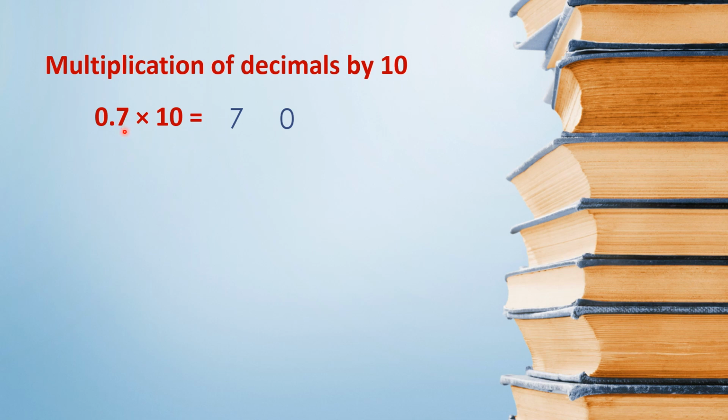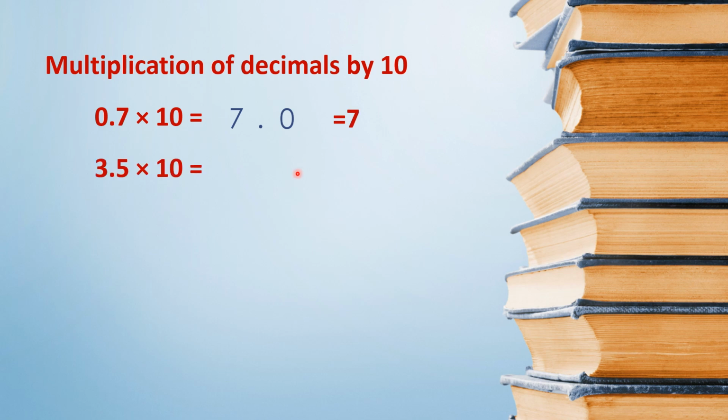Now, in case of decimal, what we need to do? We need to count decimal places in the decimal number. Here, decimal places are 1. So, we will count from here 1 digit and we will put the decimal here. So, your answer is 7.0 and 7.0 is equal to 7.